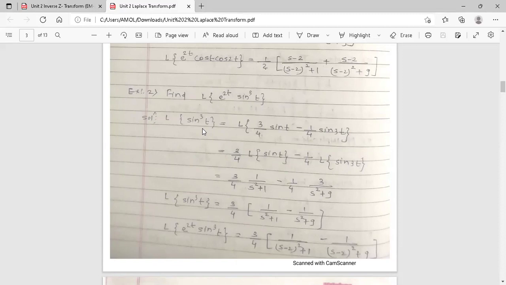So using that formula, we can write sine cube t is equal to 3 by 4 into sine t minus 1 by 4 into sine 3t, using the triple angle formula. So 1 by 4 is common. Separate these two terms: 3 by 4 into Laplace of sine t minus 1 by 4 into Laplace of sine 3t. 3 by 4 as it is, Laplace of sine t.